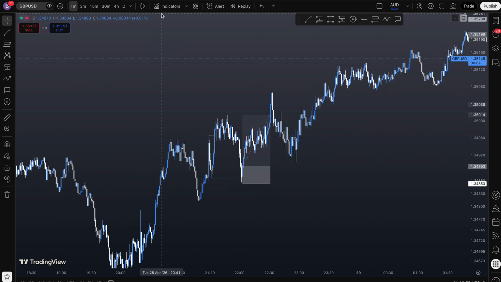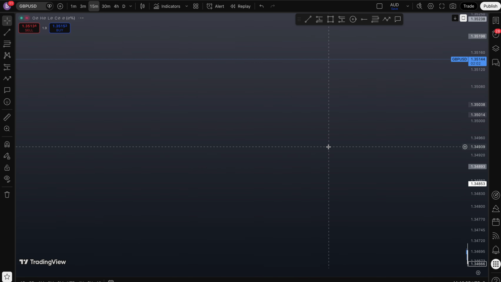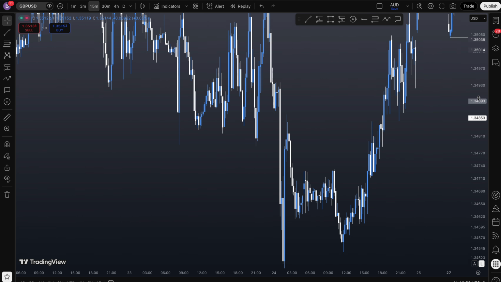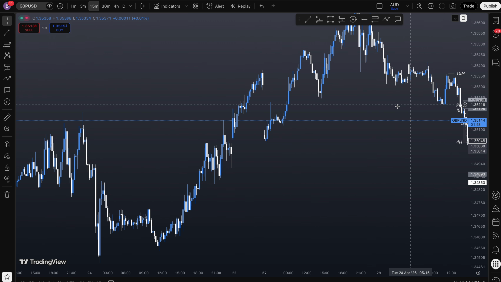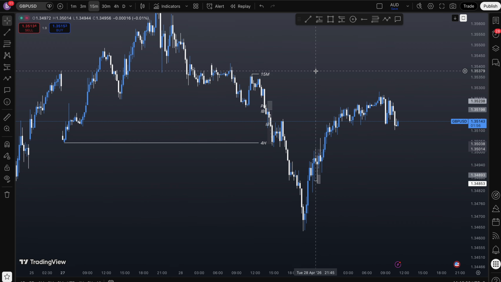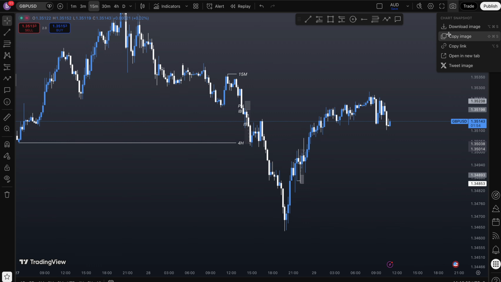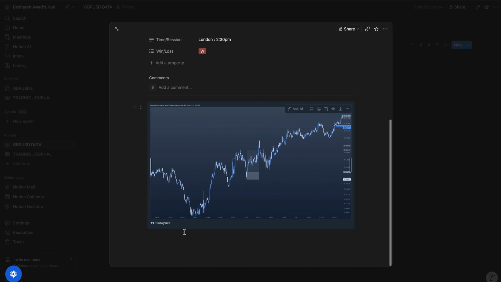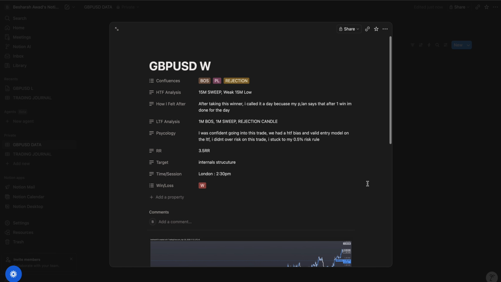So you want one lower time frame and you want to go on your higher time frame. Just like this. And you want to take a photo. And that way you know what you saw in your lower time frame, higher time frame. And as simple as that.